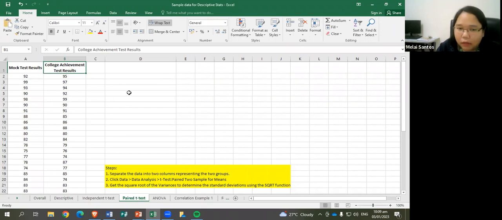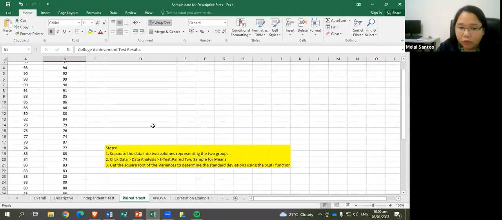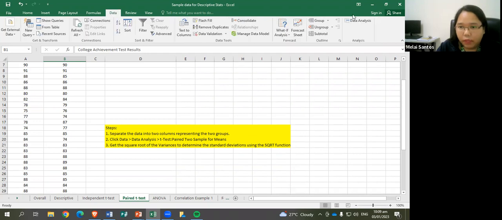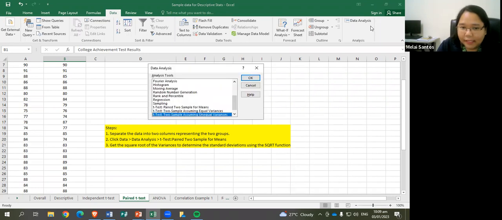Okay, nobody did the quasi-experimental. Now, how do we do that? Again, separate the data into two columns. Click Data, Data Analysis. We now go into t-test: paired sample for two means. Two means because we're just working on the means of these variables.